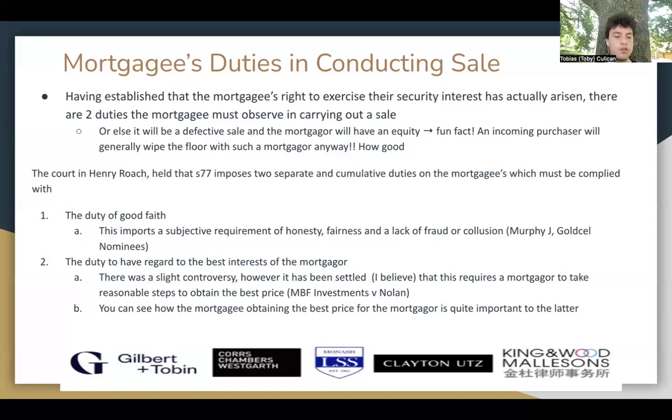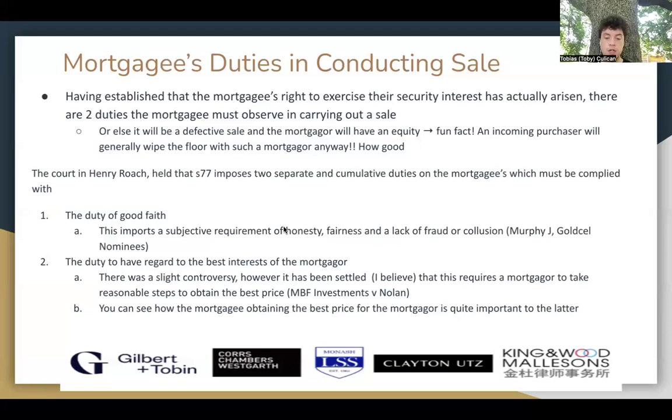Now, second, the duty to have regard to the best interest of the mortgagor. This is probably not the biggest one, but the most commonly litigated. There was a slight controversy as to the test. However, it has been settled, I believe, check your lecturer, that this requires a mortgagee to take reasonable steps to obtain the best price for the mortgagor. So that's MBF Investments versus Nolan.